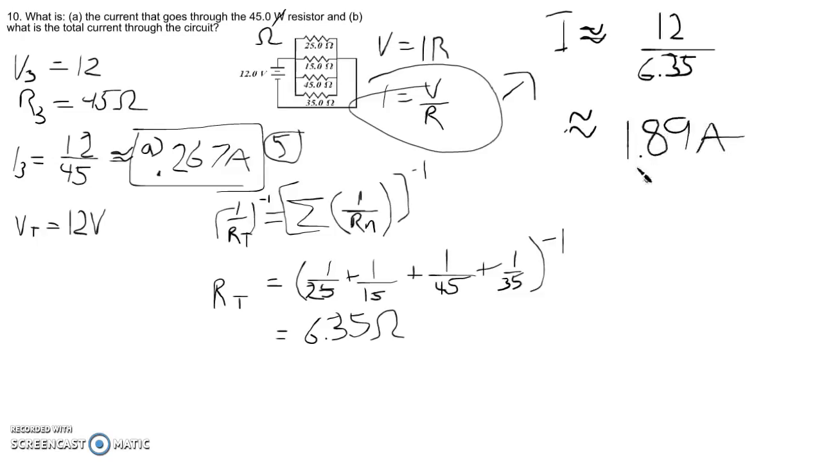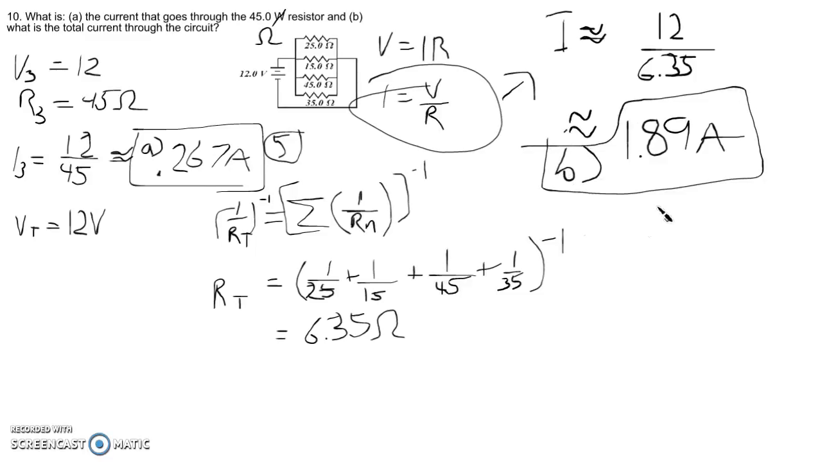And that is B. And it's also the answer. So yeah, and for an explanation, it's in the ballpark of a reasonable current. The ratios check out.